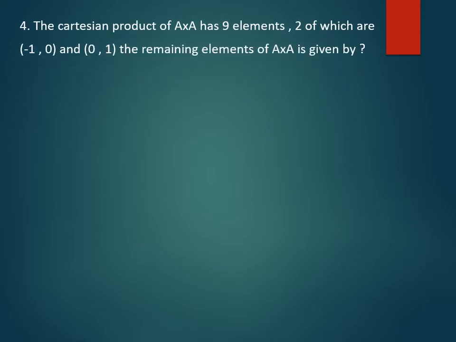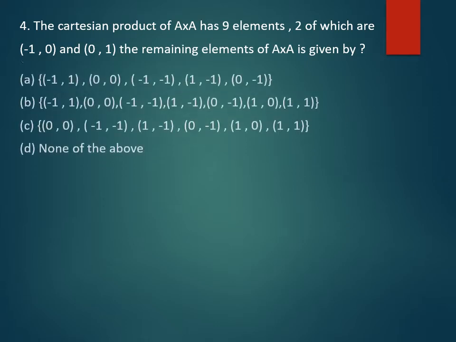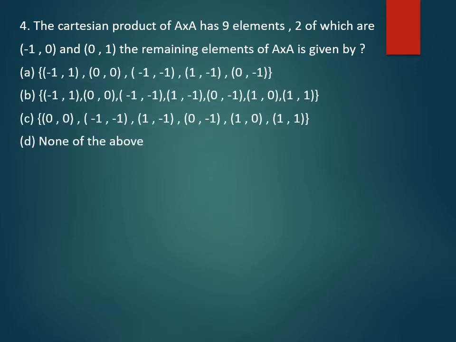The next problem will be the Cartesian product of A cross A has 9 elements, 2 of which are ordered pairs -1, 0 and 0, 1. The remaining elements of A cross A is given by. So these are the 4 options here.